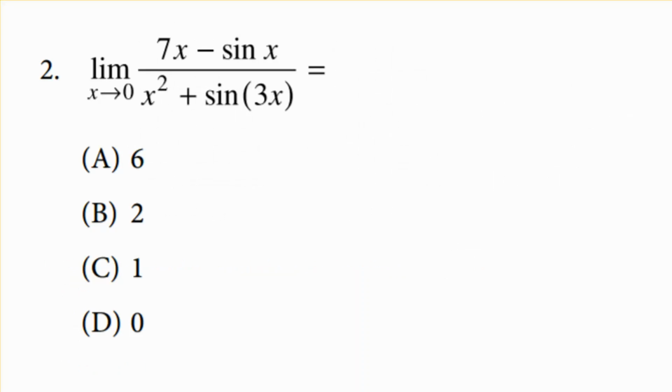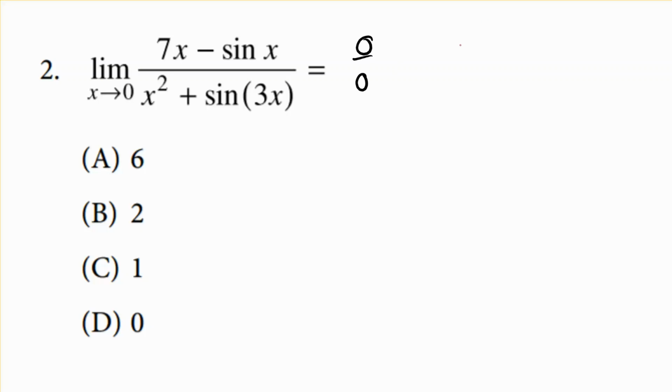All right, we've got another limit problem here. The limit as x goes to 0 of this function. What do you think? If I put a 0 in, I get 0 minus 0 over 0 plus 0. So it starts as a 0 over 0, which means we've got to go further.